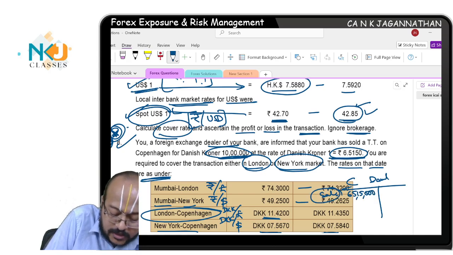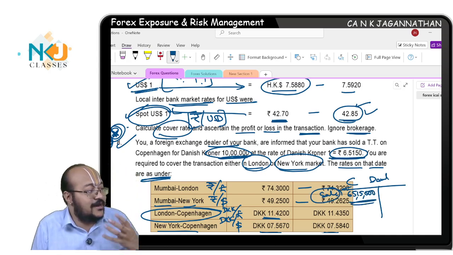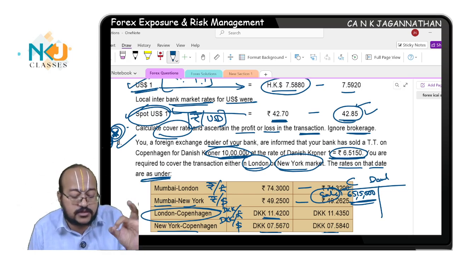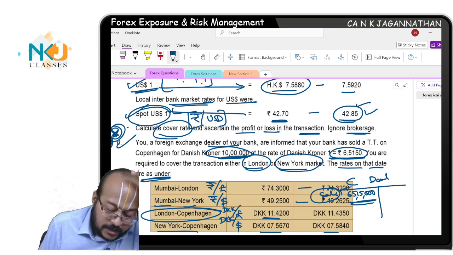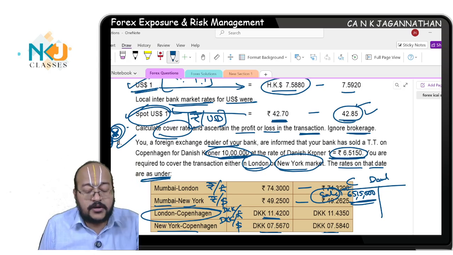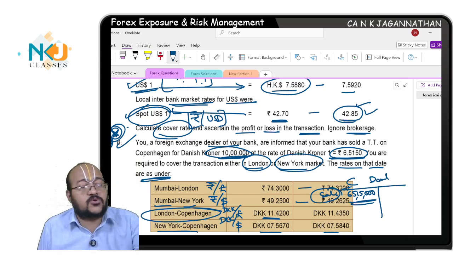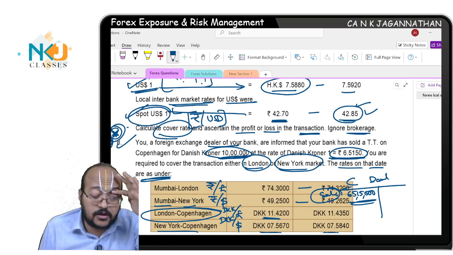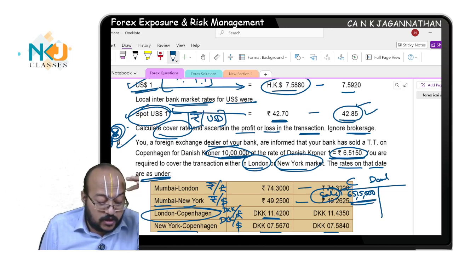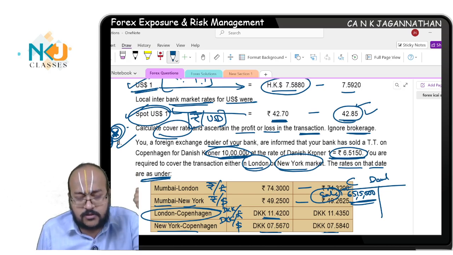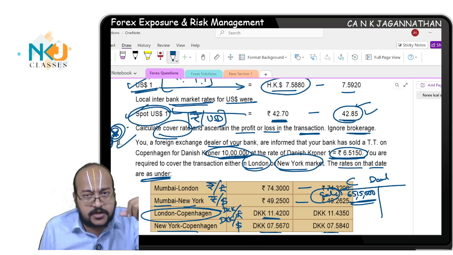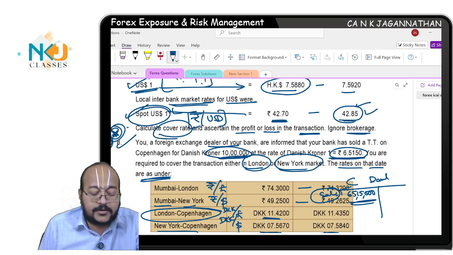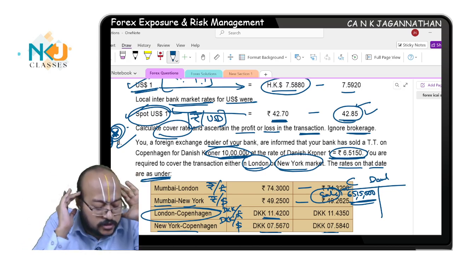Are you all understanding? He has sold Danish kroner. The sale value in terms of Indian rupees is how much? 65 lakhs 15,000. Agreed? Now, he sold Danish kroner. He needs to buy Danish kroner to cover the risk. Agreed? Now, Danish kroner he needs to cover. He needs to purchase using Indian rupee. Is there a quote given for Danish kroner in the market?